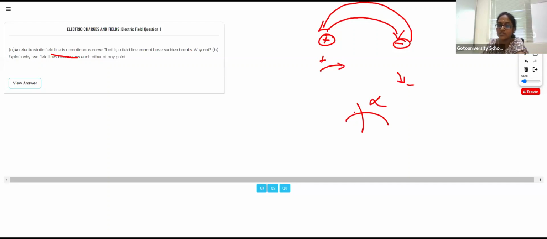For this answer you can write: when a charge is in an electric field, there will be no interruption of the forces, first of all. So there will be no interruption. And if there is an interruption, what will happen? The lines will cut each other. If they are cutting each other, there will be a change in their directions. It is not possible.